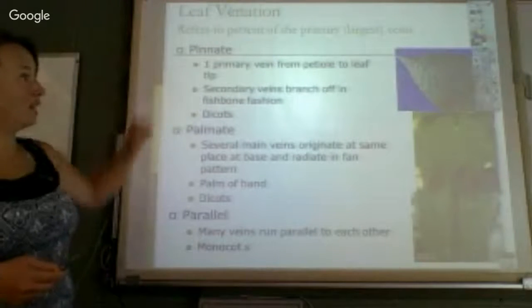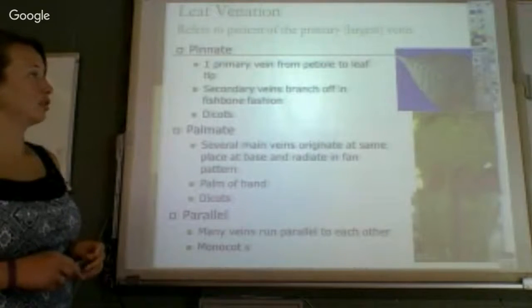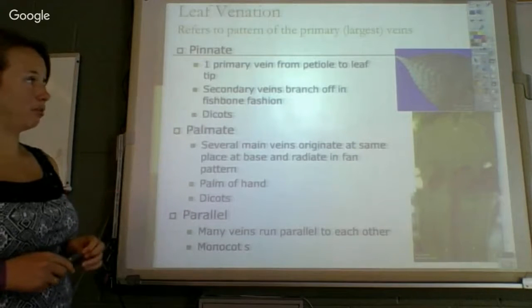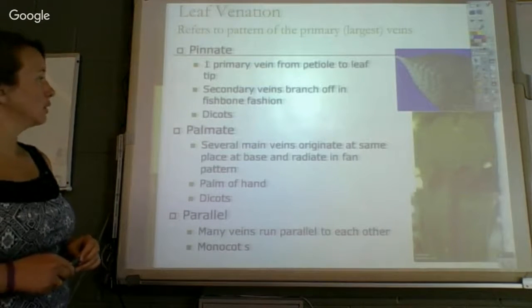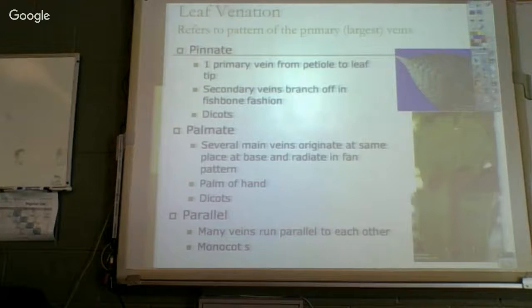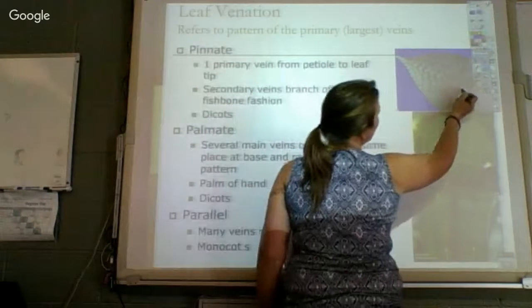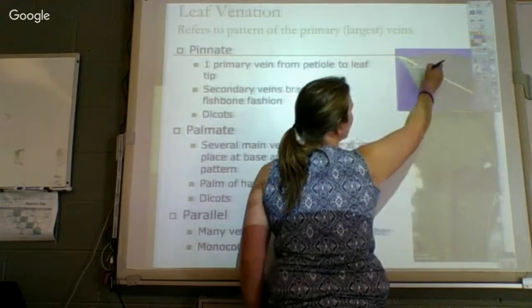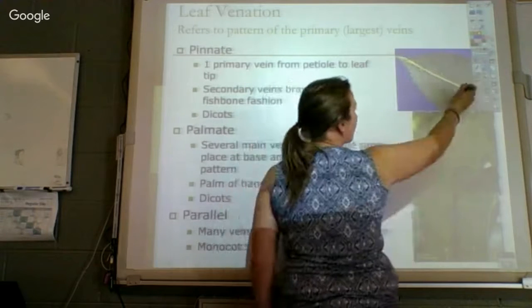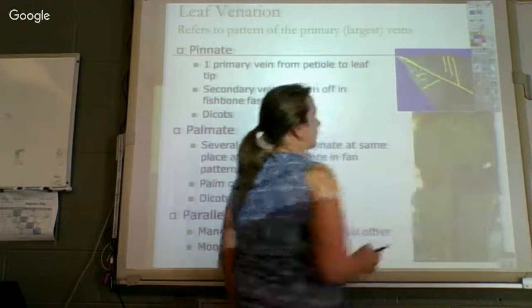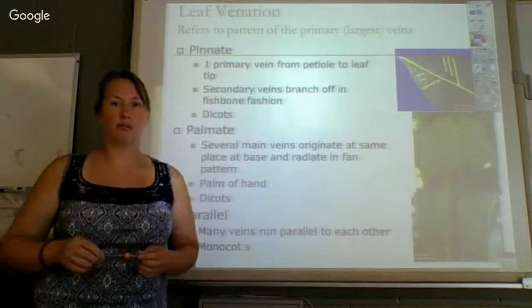The first one would be pinnate. That's when there's one primary vein that goes out from the petiole to the leaf tip, which we call the apex. And that primary vein is going to have branching veins off of it. Okay, so I want to change the color to yellow so you can see. This is the main vein running up to the tip. And then there's veins branching off of that main vein. That would be the definition of pinnate.